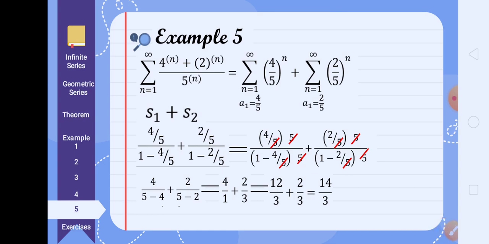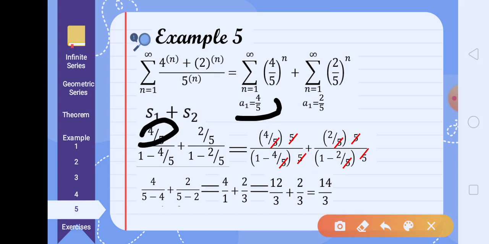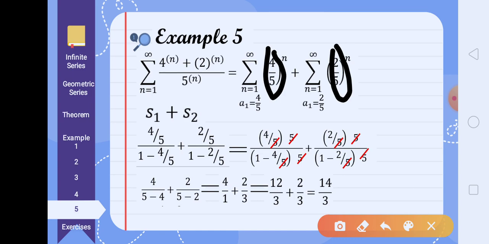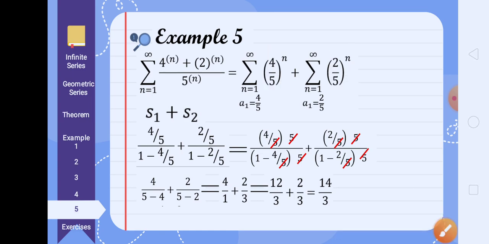So we can use the formula S is equal to a sub 1 over 1 minus r. So a sub 1 plus a sub 2. So substitute the a sub 1, which is 4 over 5. And the a sub 1 here is 2 over 5. Substitute. So over 1 minus 4 over 5, which is our ratio, because our ratio here is 4 over 5 and the ratio here is 2 over 5. So substitute 4 over 5 and 2 over 5 over 1 minus 2 over 5, which is the ratio.